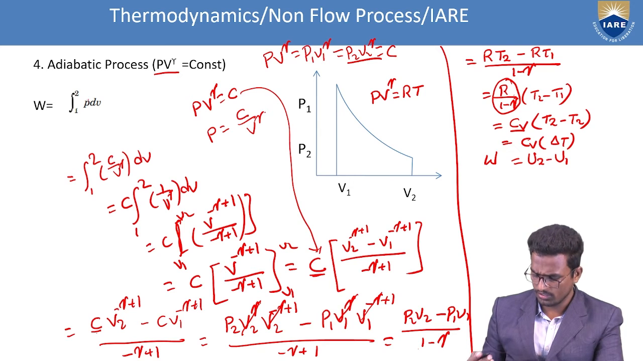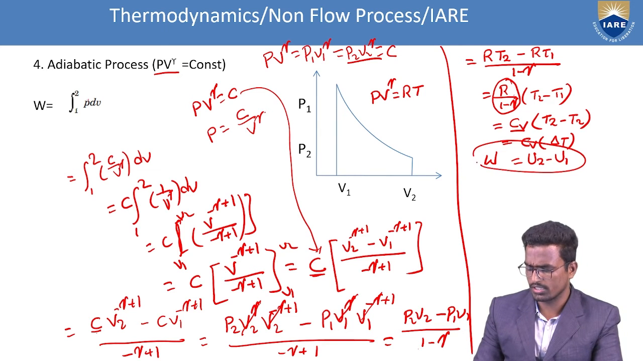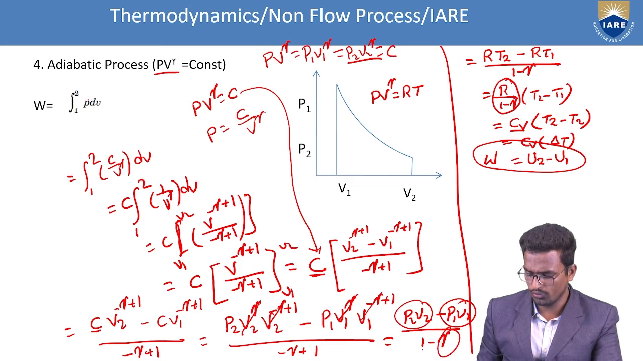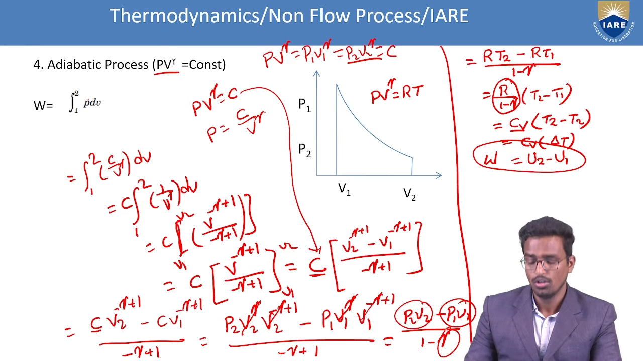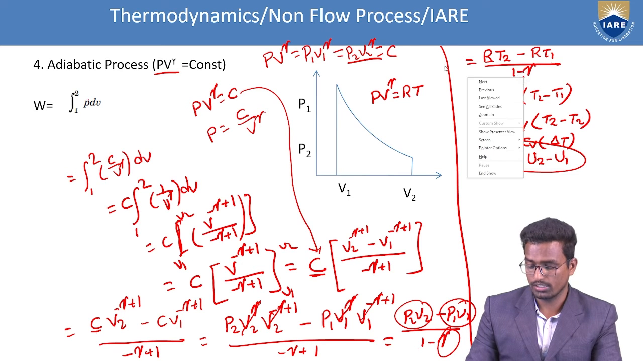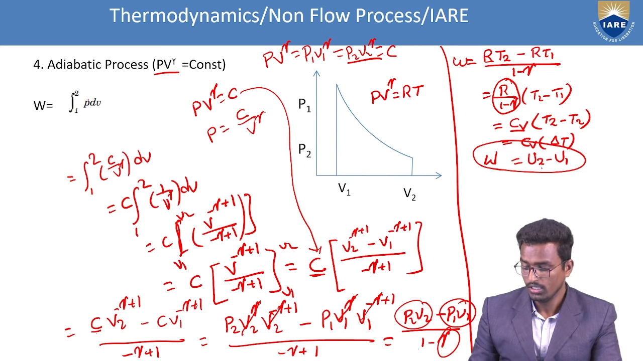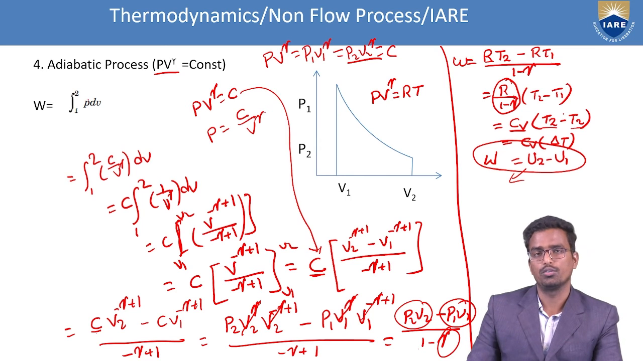Don't go this deep every time. If you have P2 V2, P1 V1 and the gamma value, you can substitute here and get the value. Or if you have R, T2, T1 and 1 minus gamma, you can also get the work equation directly. But you can also go in this way in depth. If you know the CV value, the specific heat at constant volume, and T2 minus T1, then you can also find the value that way.